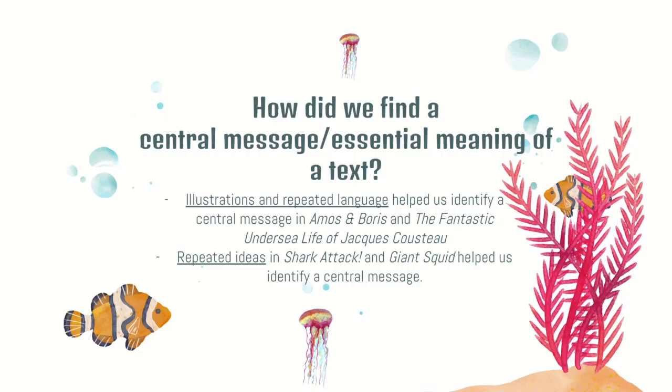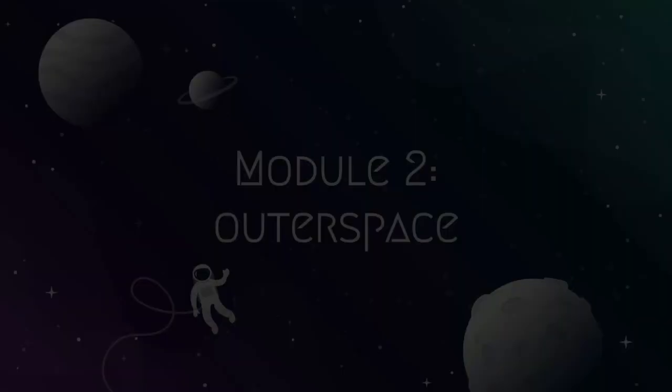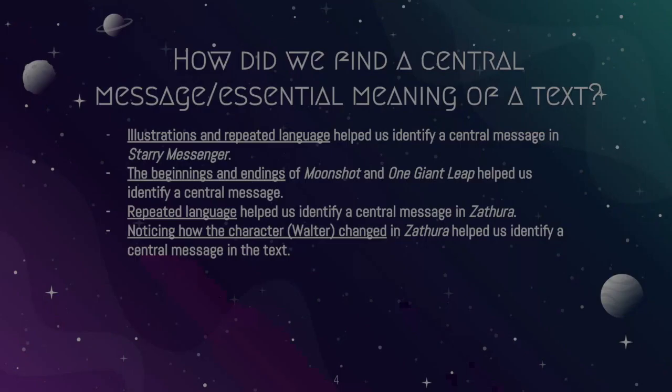So in Module 1, the Sea, how did we find a central message or essential meaning? We looked at the illustrations and repeated language in Amos and Boris and the fantastic undersea life of Jacques Cousteau. We also looked at repeated ideas in Shark Attack and Giant Squid to help us identify a central message. And in a moment, we will dive deeper into specific central messages that we've discussed before in some of those texts. Now for Module 2, Outer Space.